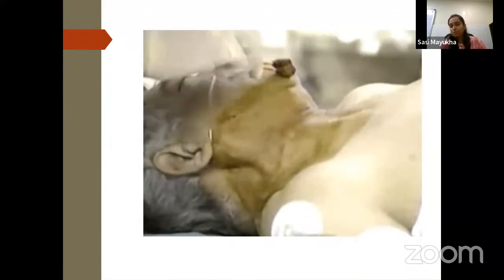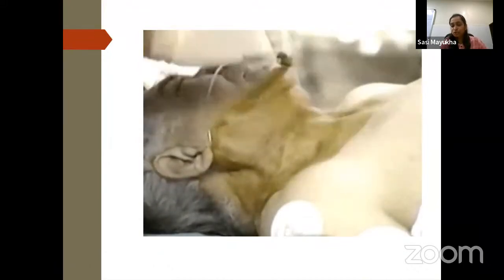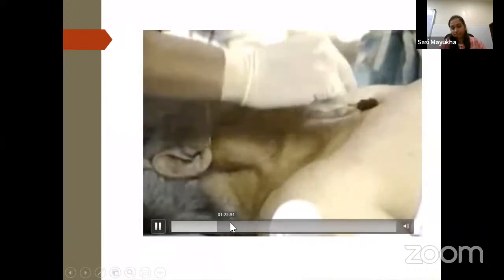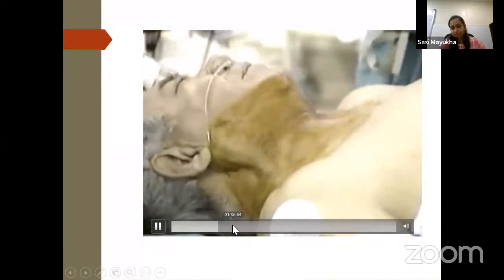So once you've identified the landmark, then you have to do antisepsis. Here they've used povidone, but now we've moved on to use chlorhexidine for antisepsis. Make the sternocleidomastoid more visible by having the patient rotate his head to the contralateral side and flex his neck. Once the betadine is dry, place a sterile dressing on the patient.